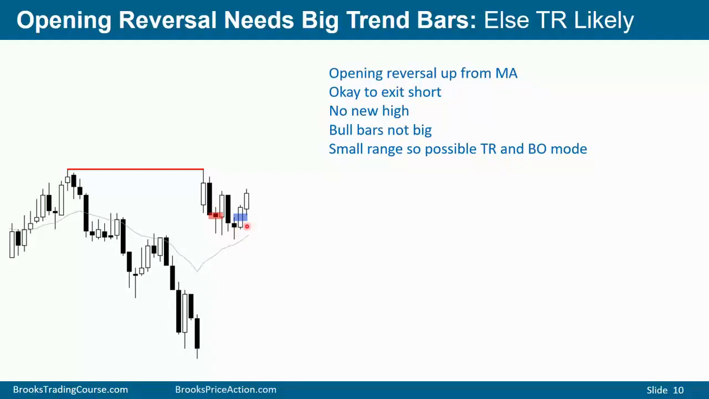Even though this bar has a bear body, it's still either a high 2 or a wedge bull flag near the moving average. It's reasonable for the bears to exit short. It's also reasonable for the bears to hold short with a stop above here.